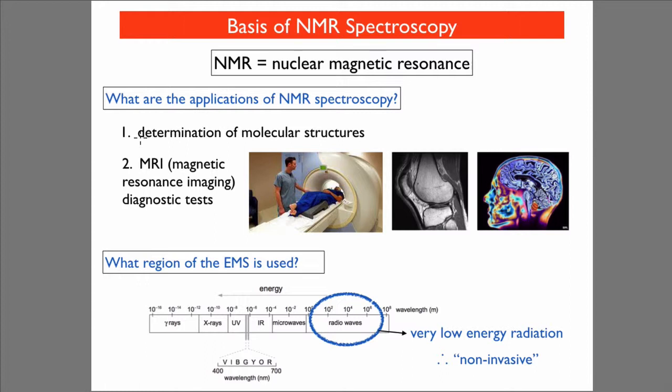The region of the electromagnetic spectrum used is radio waves. It's a very low energy radiation and it's non-invasive. You can listen to the radio. Obviously radio waves are passing through your house if you have the radio on.